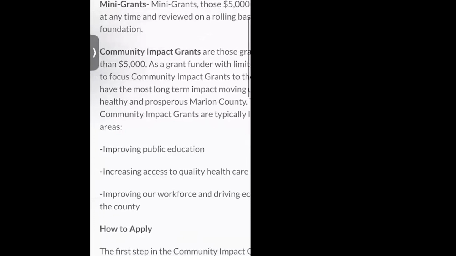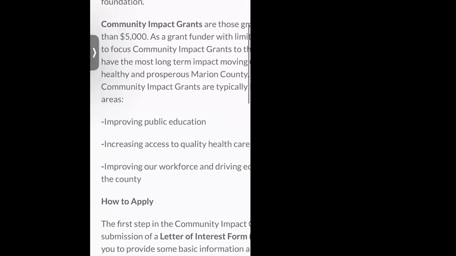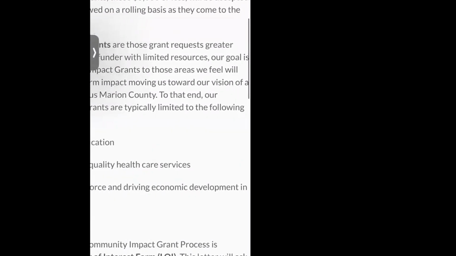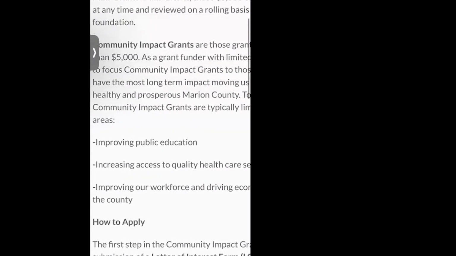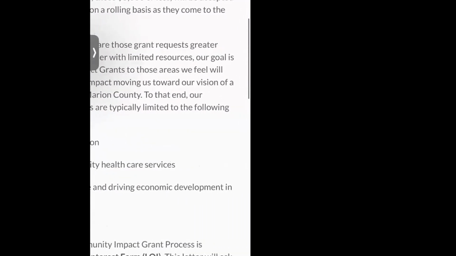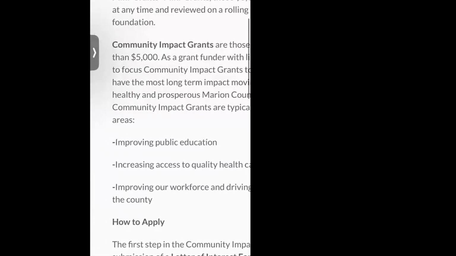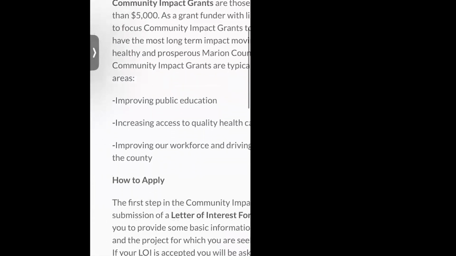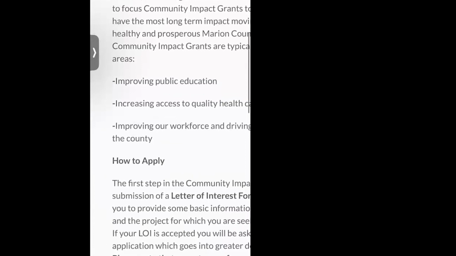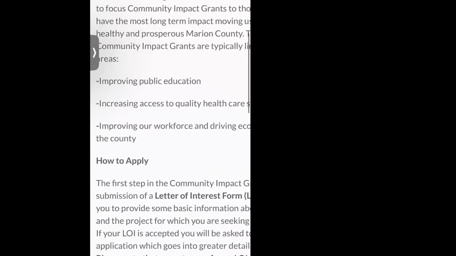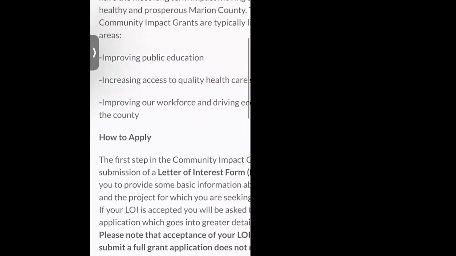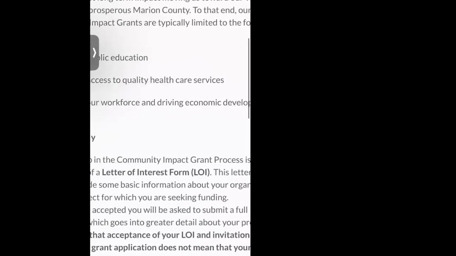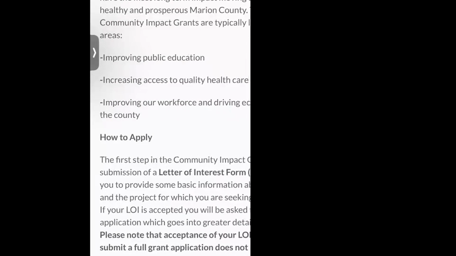Community grants are more than 5,000. So here they have, to that end, our community impact grants are typically limited to the following areas: public education, improving public education, increasing access to quality healthcare, improving our workforce, and driving economic development in Marion County. So those are their focus areas.